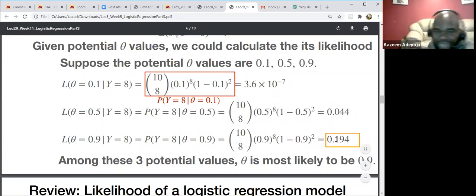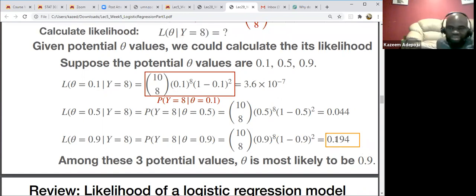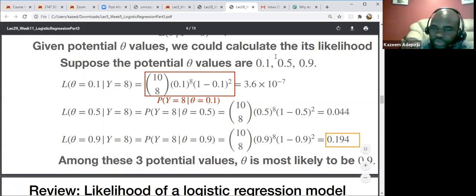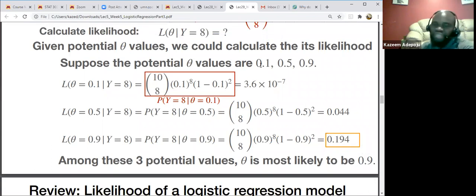Is there anyone who wants to ask a question on this? Somebody may be asking, why do I consider just 0.1, 0.5, 0.9? You can as well consider everything. You can consider 0.1, 0.2, 0.3, 0.4, up to 0.9. There's no problem.